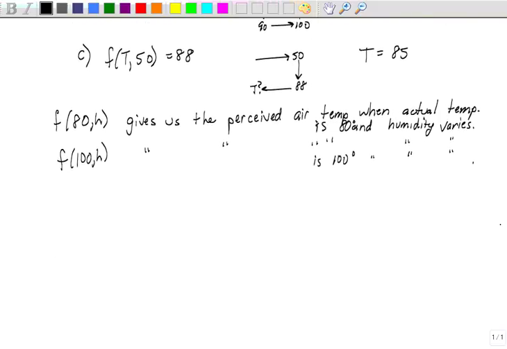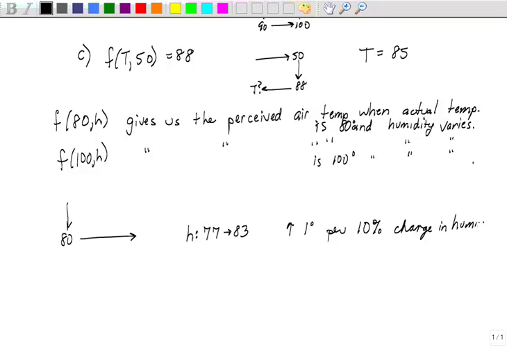Now if you look in the chart, if you go down to 80 and then across, the humidity varies from 77 to 83. So it only increases 1 degree every time you move over in the chart. That's 10% change in humidity. So it's not changing very rapidly at 80 degrees.